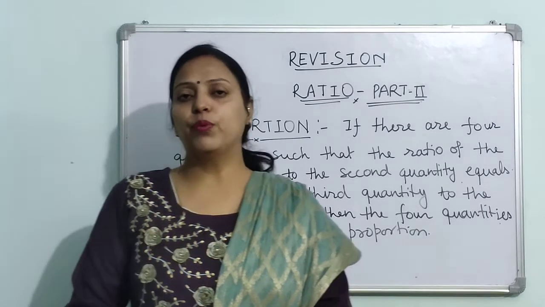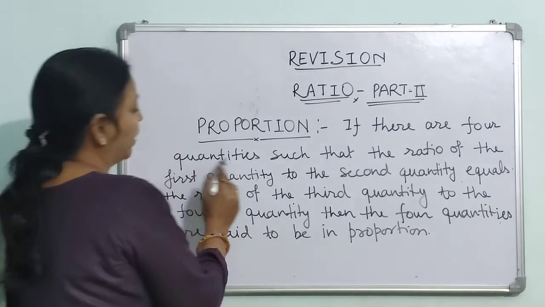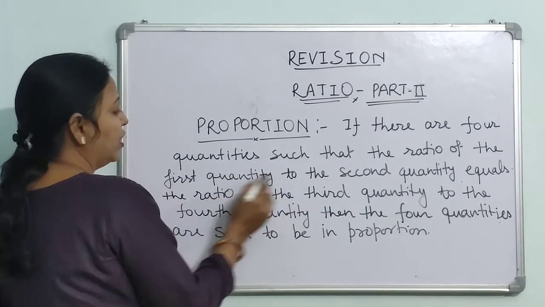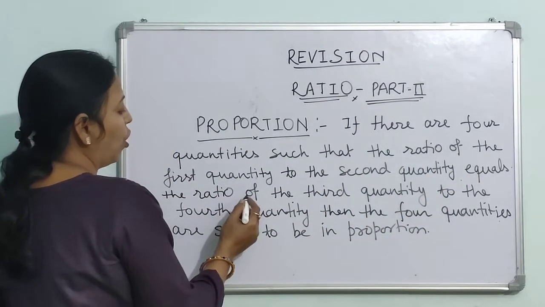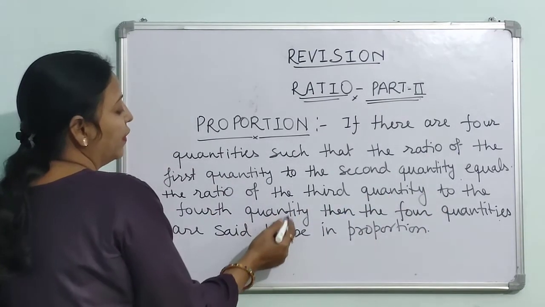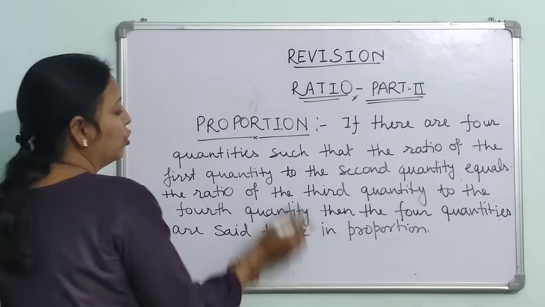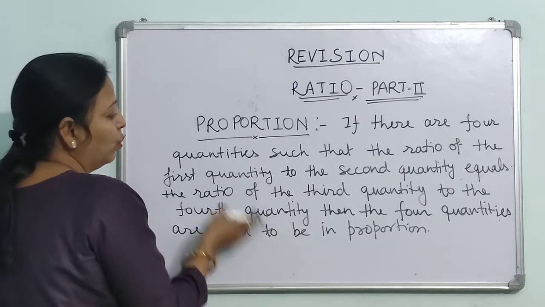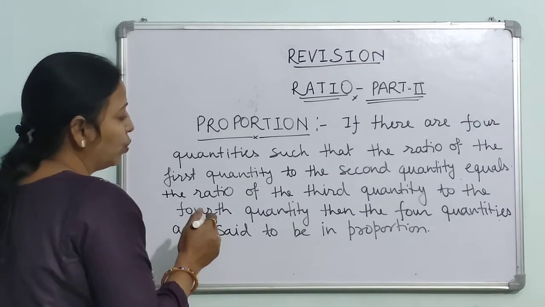So what is proportion? Proportion means if there are four quantities such that the ratio of the first quantity to the second quantity equals the ratio of the third quantity to the fourth quantity, then the four quantities are said to be in proportion. So this is the definition of proportion. Now I will explain this with one example, then it will be more clear to you.